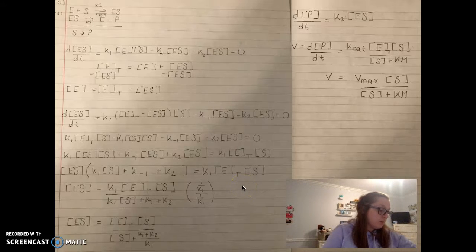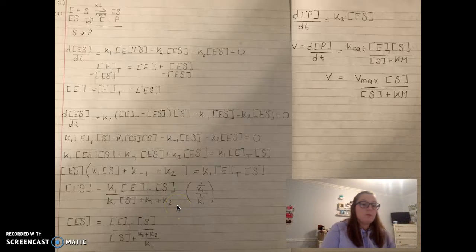So now the next step would be to divide to get the concentration of ES by itself. So we would divide by this on both sides. So that is why you get the concentration of ES right here. And then you get K1 times the concentration of E total times S over K1 times S, concentration of S I should say, plus K-1 plus K2.